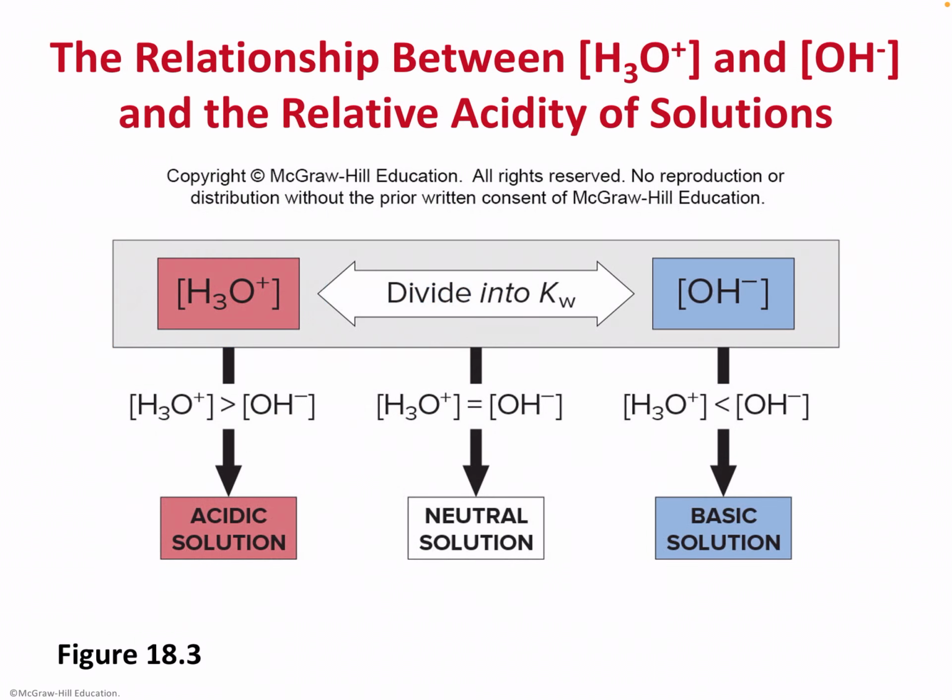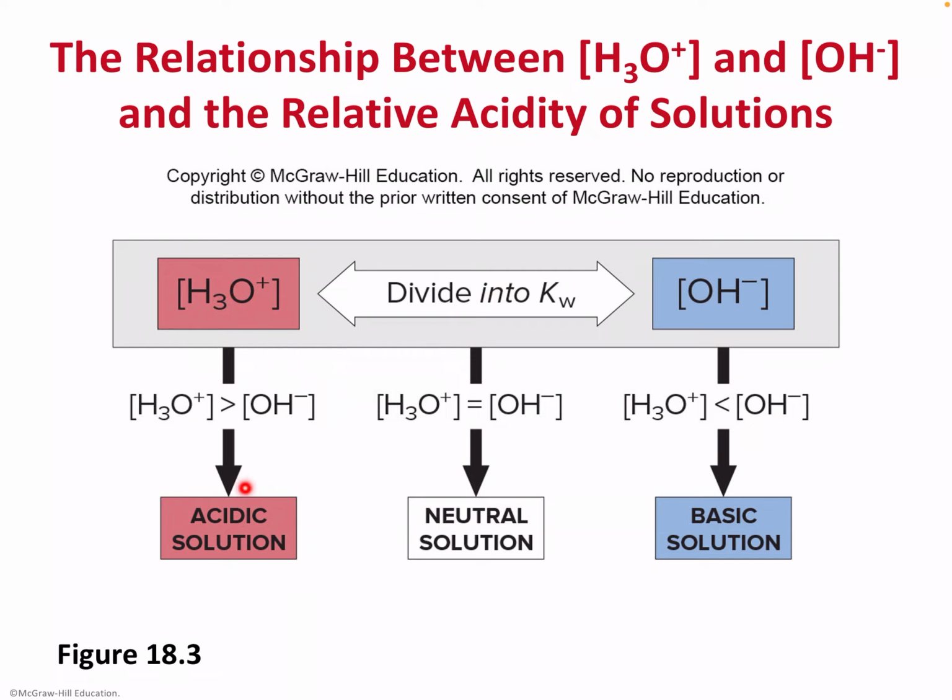The relationship between hydronium and hydroxide and the relative acidity of solutions. Now in pure water, hydronium ion and hydroxide are the same, a neutral solution. Pure water or neutral solution means pH 7. And that can be divided into Kw. Remember, the product of this is the Kw. And if you have more hydronium ions compared to hydroxide, that is going to be an acidic solution.